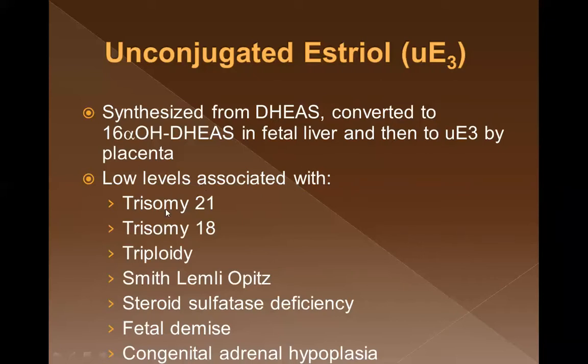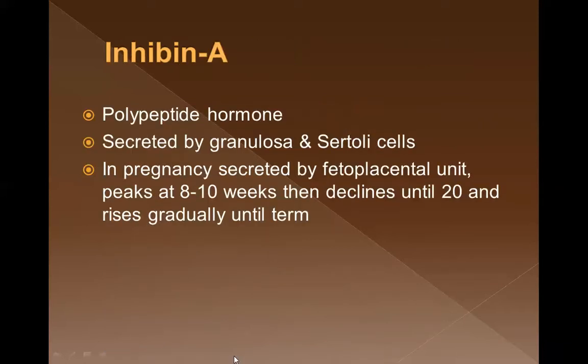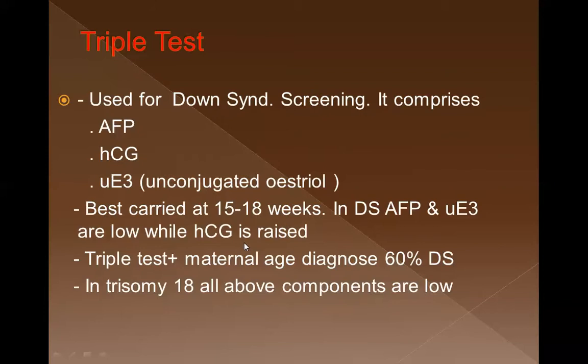Low levels are associated with trisomy 21, trisomy 18, triploidy and Smith-Lemli-Opitz, which of course is one of the congenital anomalies, steroid sulfatase deficiency, fetal demise, and congenital adrenal hypoplasia. Inhibin A. So these are the 4 screening tests: alpha fetoprotein, HCG, estriol and inhibin A. A polypeptide hormone secreted by granulosa and Sertoli cells, in pregnancy secreted by the fetoplacental unit. Peak at 8 to 10 weeks, then declines until 20 weeks and rises gradually until term. So now how will we combine all of them and know, from increase or decrease, what type of abnormality may be detected by this type of screening test.